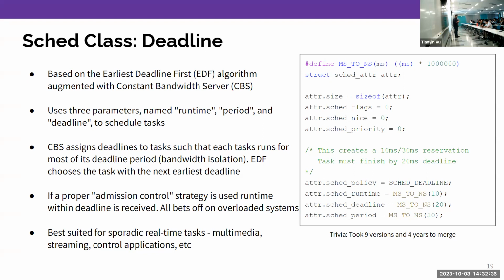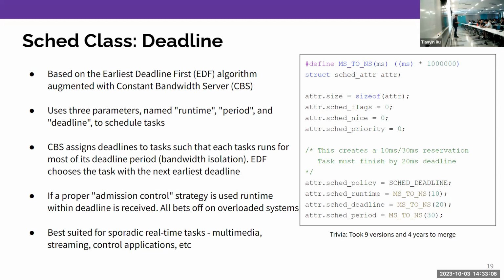A simple example: say your runtime is set to 10 milliseconds, your period is set to 30 milliseconds, which means that every 30 milliseconds you can run for only 10 milliseconds. And the deadline, 20 milliseconds, means that while you can run for only 10 milliseconds at max, if you have to overrun, you can overrun up to only 20 milliseconds. That's the deadline guarantee that this class gives you. So that's pretty much it about this class.